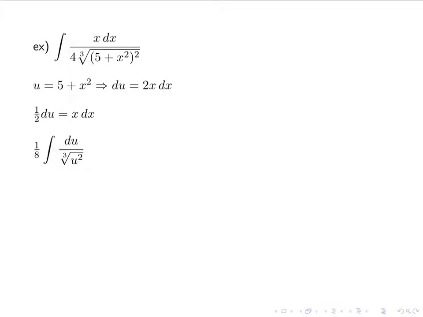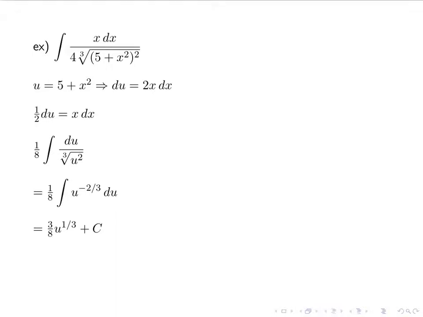And now I need to, again, rewrite this so that it's a power rule. So remember, the cubed root becomes to the 1 over 3 power. So the cubed root of u squared becomes u to the 2/3. The fact that it's in the denominator means it comes up as a negative. So I have u to the negative 2 over 3, and the integral of that du, and then I still have the 1/8 on the outside.